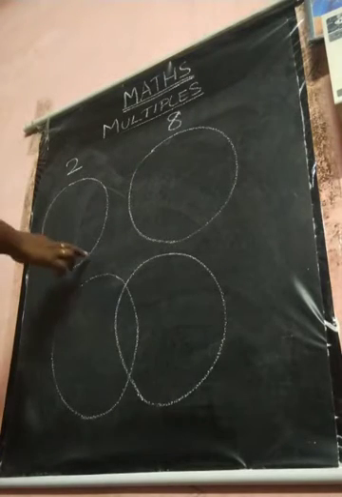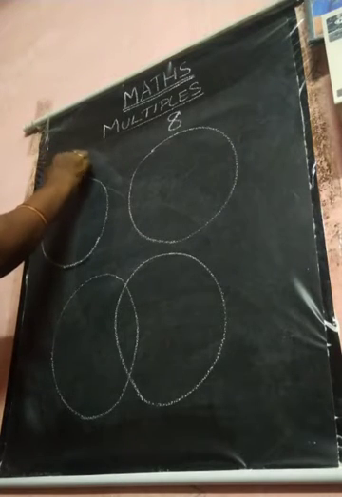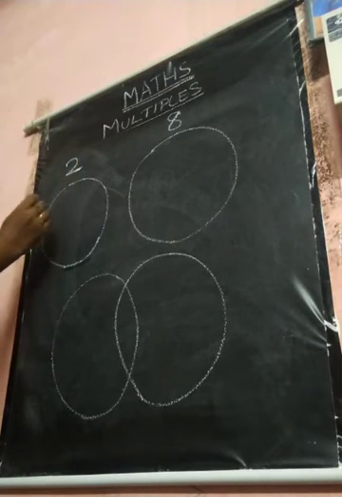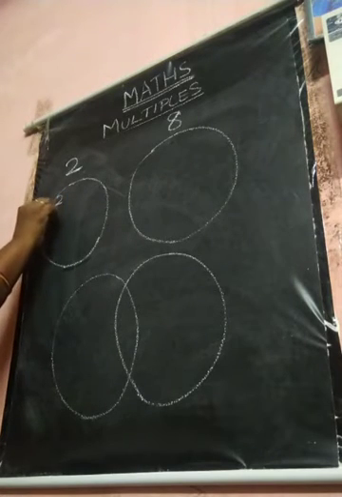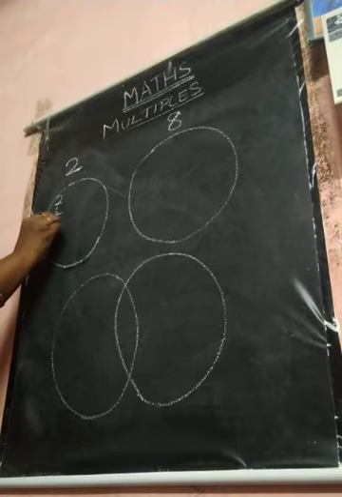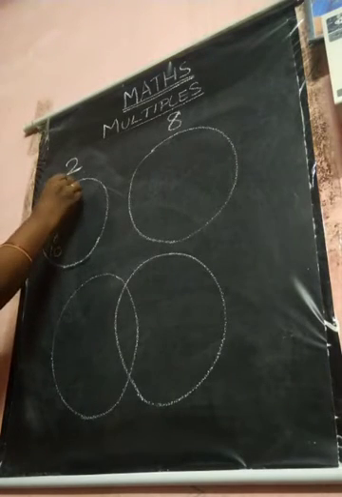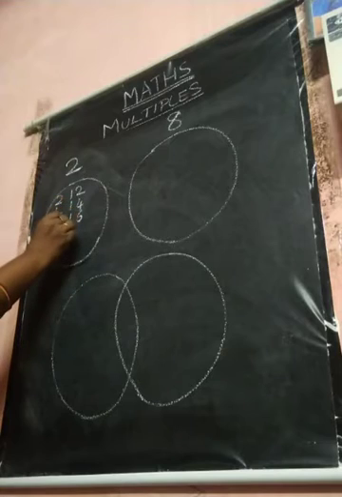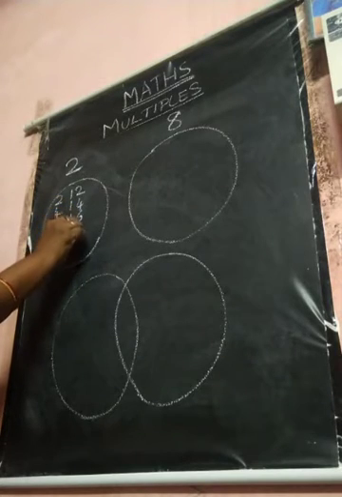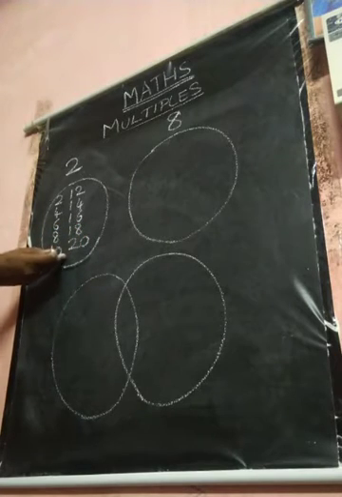Using this circle, first you write in this first circle the first 10 multiples of 2. 2 1s are 2, 2 2s are 4, 2 3s are 6, 2 4s are 8, 2 5s are 10, 2 6s are 12, 2 7s are 14, 2 8s are 16, 2 9s are 18, 2 10s are 20. First 10 multiples you write for 2.